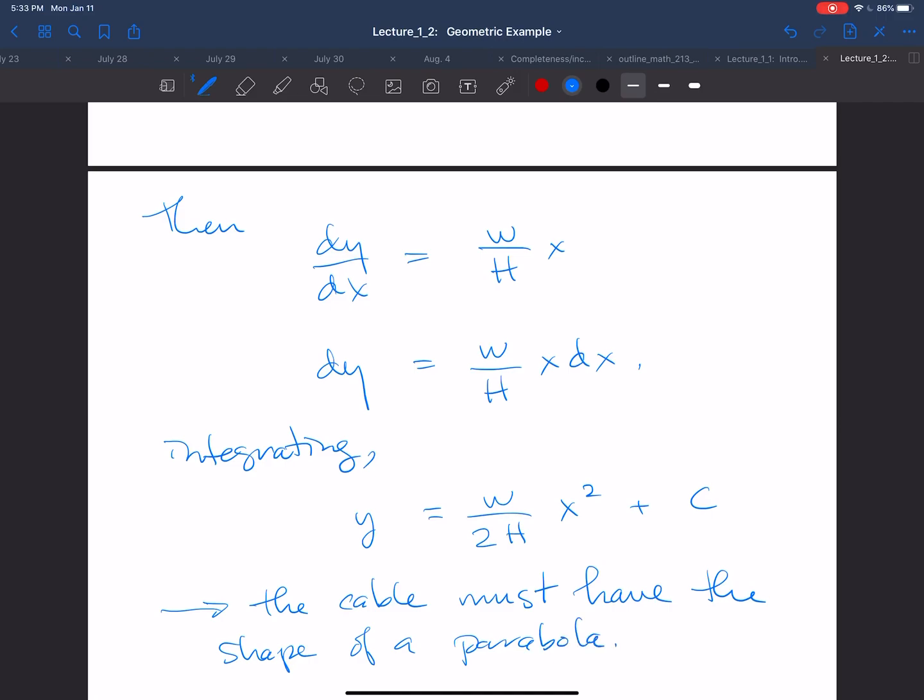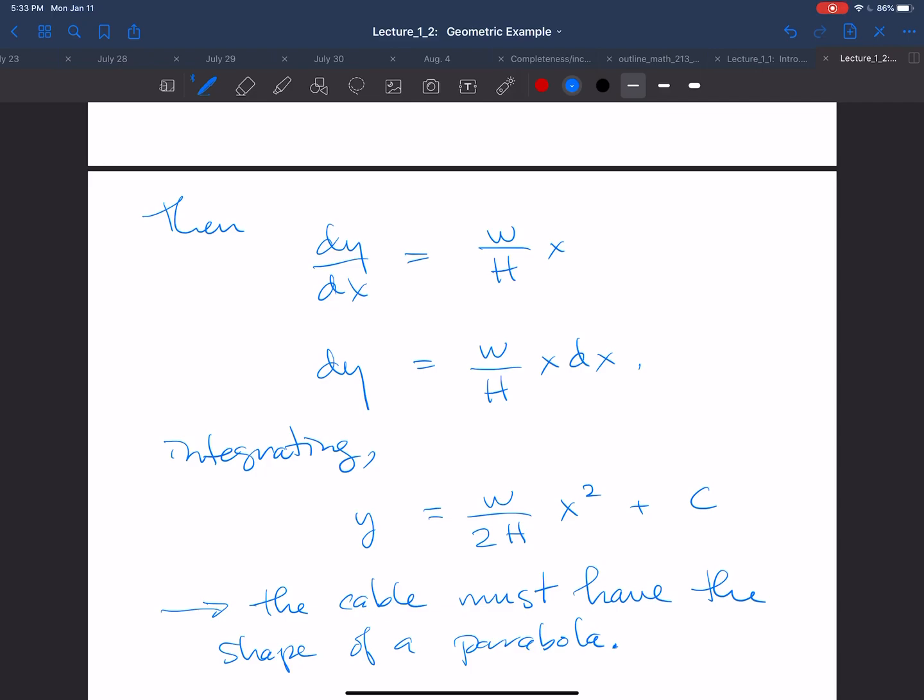So in this case, where the independent variable is the spatial variable x, we have used a differential equation. We've solved a differential equation in order to solve a geometric problem, namely, what is the shape of a cable in a suspension bridge.